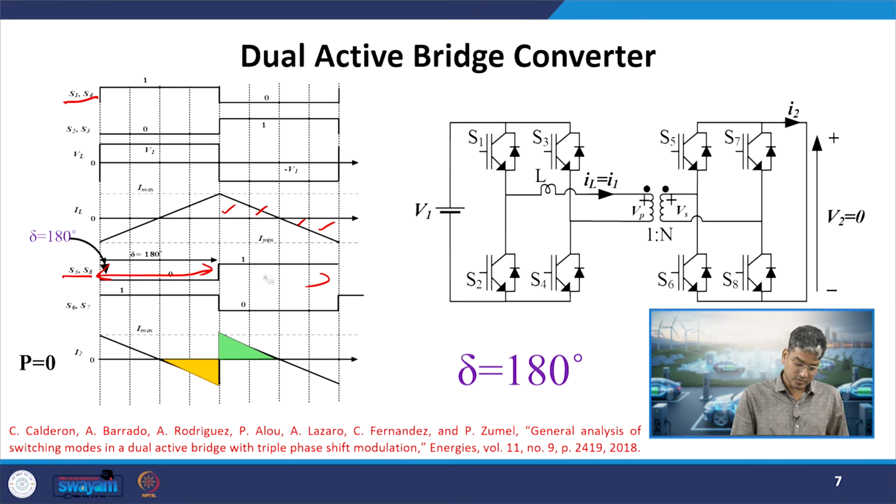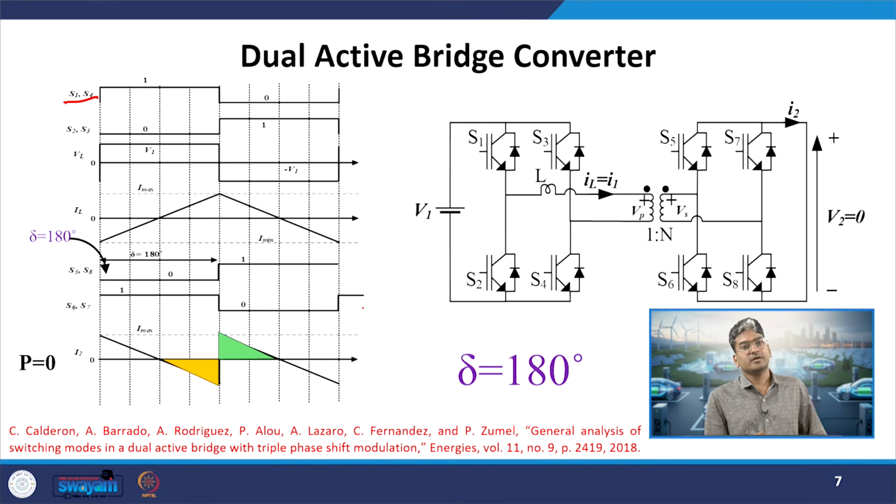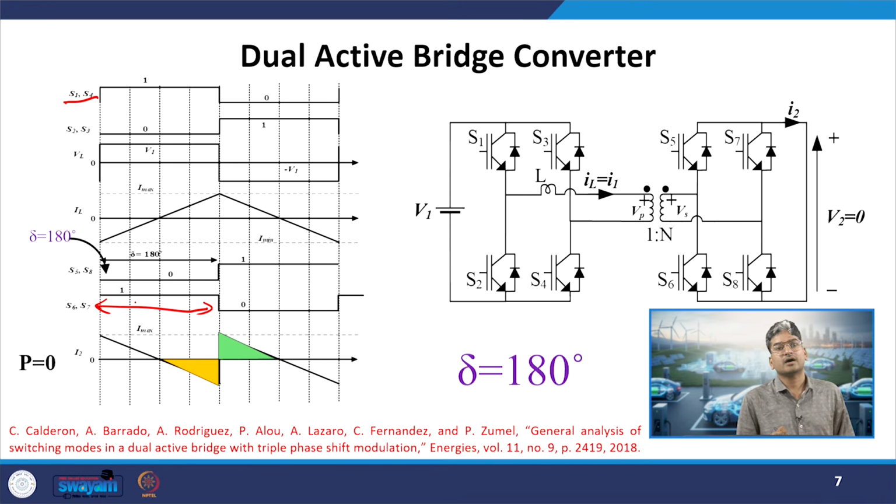Whenever S5 and S8 are on, my IL will have the same polarity as that of I2. In the other 4 divisions, where S6 and S7 are on, I know that the I2 waveform will be exactly opposite of IL. Here it was negative for these 2 divisions, so it becomes positive. Then after that it was positive, so it becomes negative. From the dot convention also we can find out the same thing.